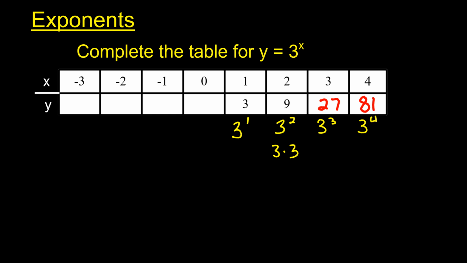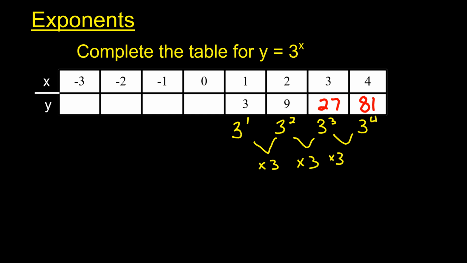What I want you to notice here is that every time we increase on this table, oops, forgot to grab the pen. There we go. We're multiplying by 3. So 3 to the first, when you multiply by 3, you get 3 to the second. When you multiply by 3, you get 3 to the third, and so on.